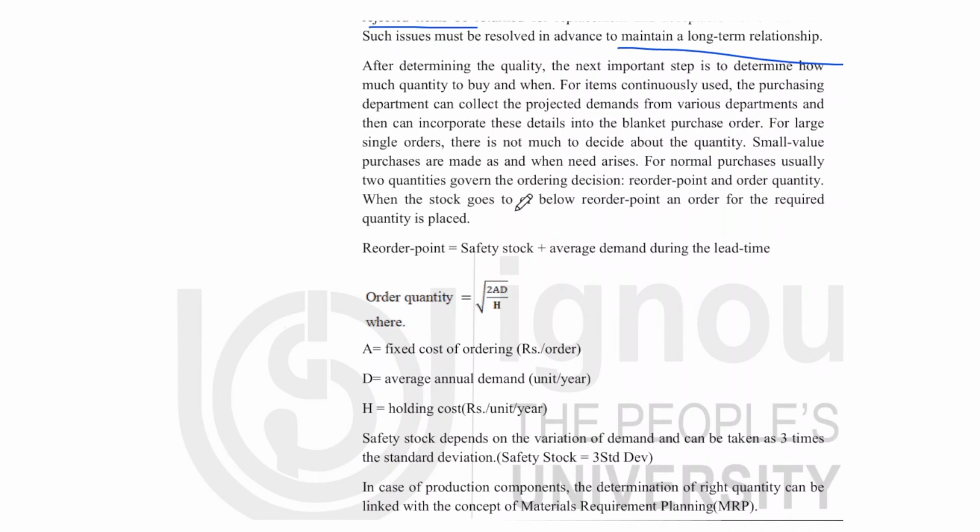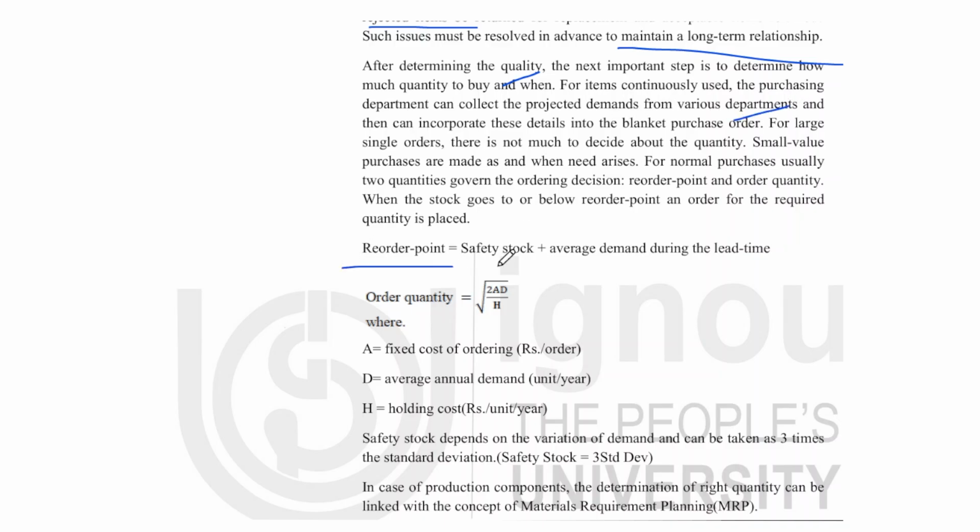So after determining the quality, the next important step is to determine how much quantity to buy and when. So that is the quality and quantity relationship. For items continuously used, the purchasing department can collect the projected demand from various departments and then incorporate these details into the blanket purchase order.